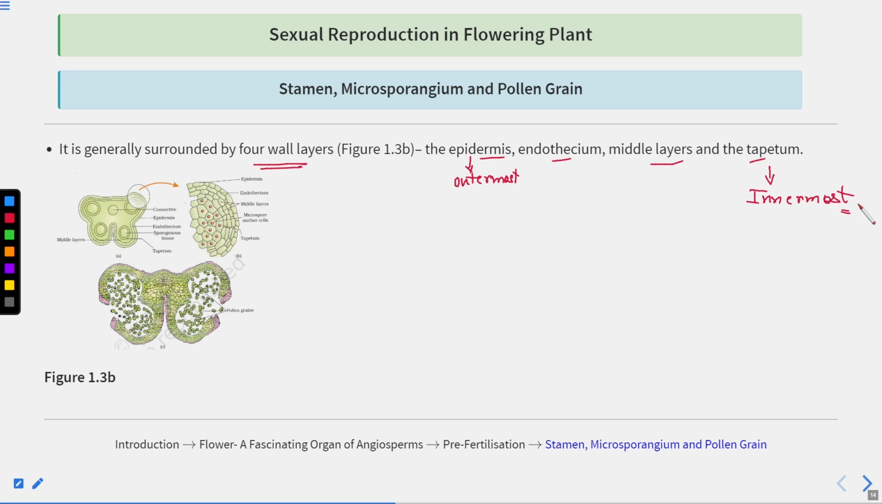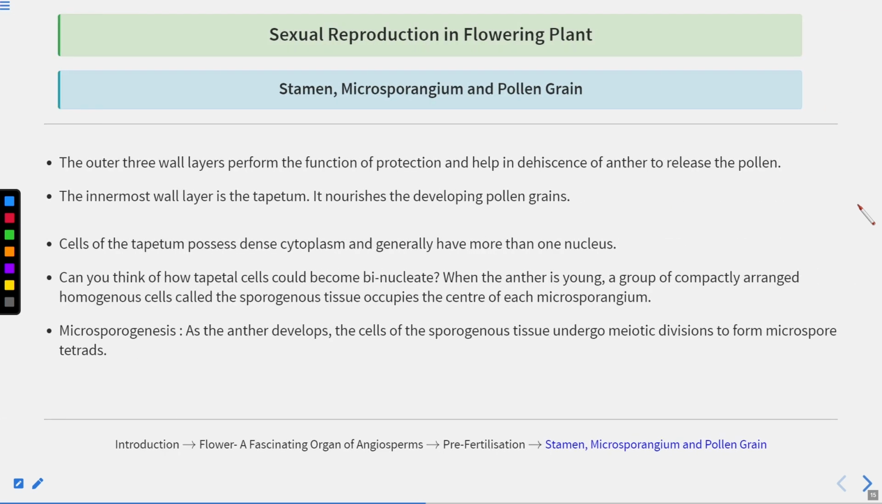Okay, clear? Now next, the outer 3 wall layers perform the function of protection and help in dehiscence of anther to release the pollen. Clear? What were the outer 3 walls? Epidermis, endothecium, and the middle layers. So they provide protection and help in the dehiscence of the anther as well. Dehiscence of anther means release of the pollen.